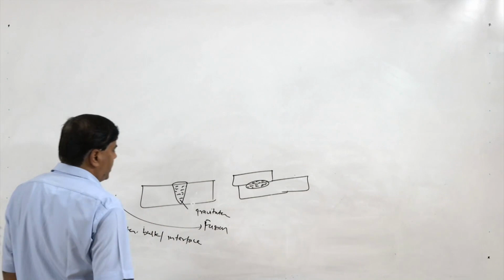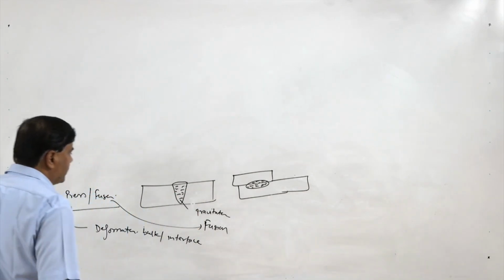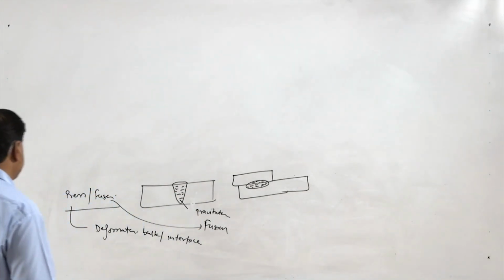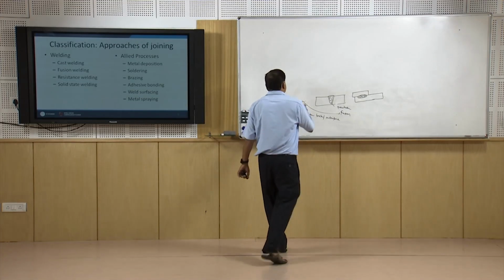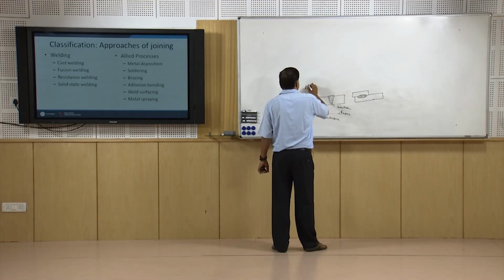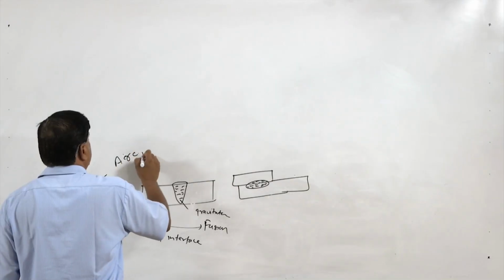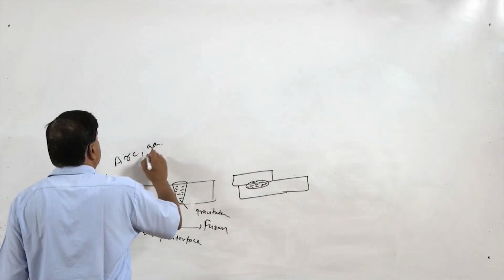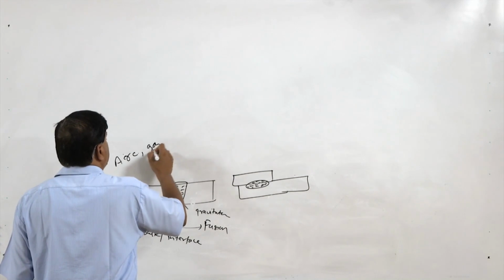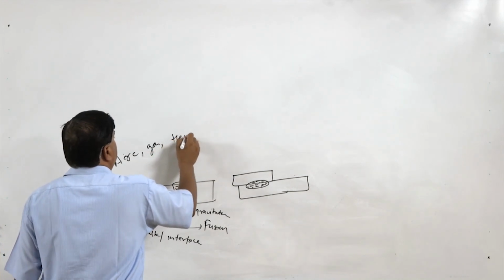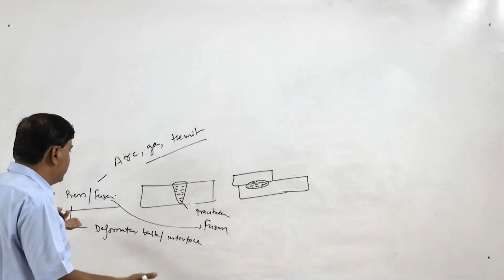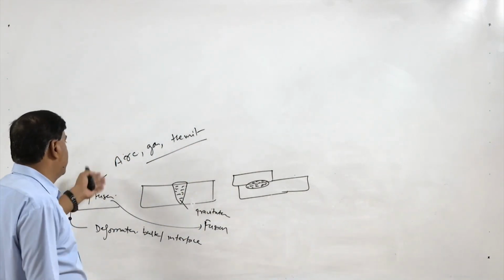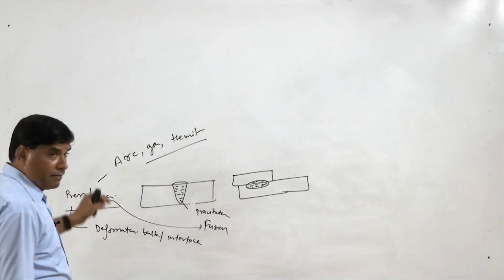And if the solidification takes place under the gravitational condition, then it is categorized as a fusion welding process. So, all arc welding, gas welding, thermite welding, in all those cases where fusion occurs under the normal gravity conditions, they are put under the category of the fusion welding process.